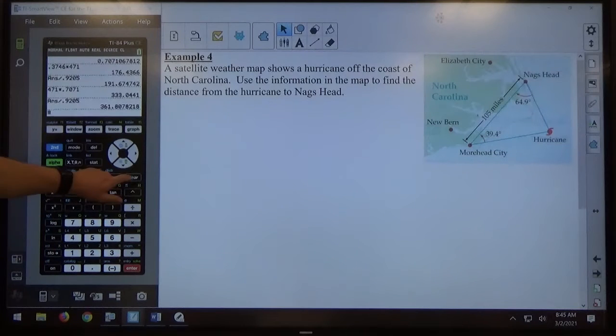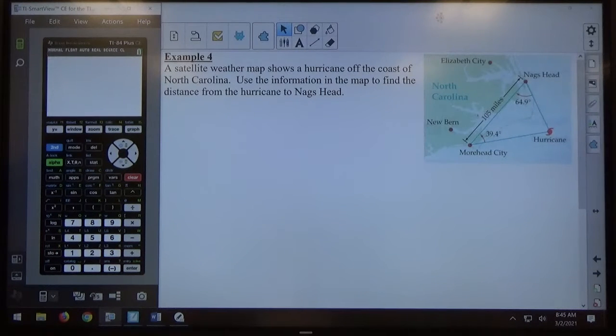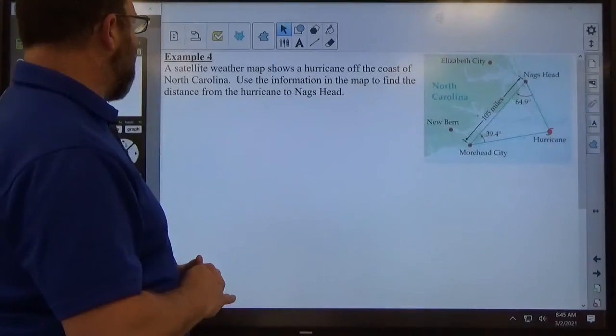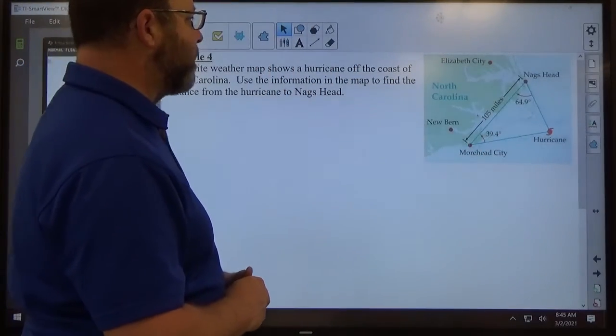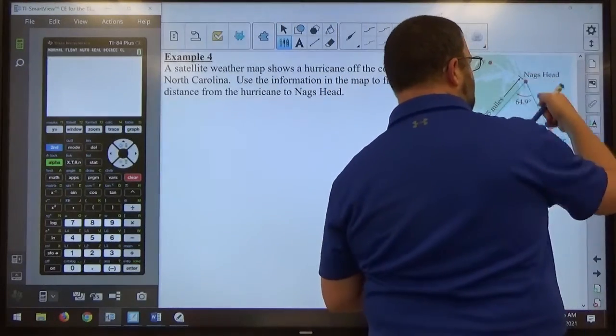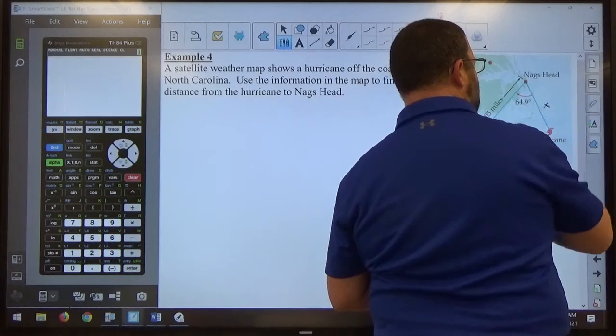A satellite weather map shows a hurricane off the coast of North Carolina. Use the information in the map to find the distance from the hurricane to Nags Head. So all we're looking for on this specific problem, distance from hurricane to Nags Head, is this amount here.